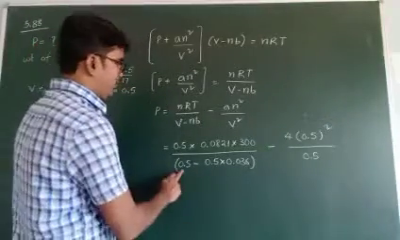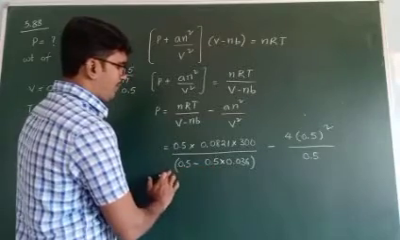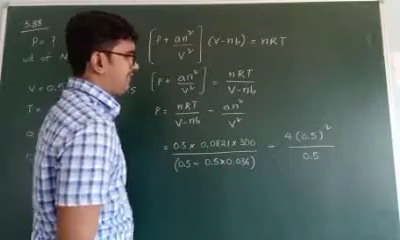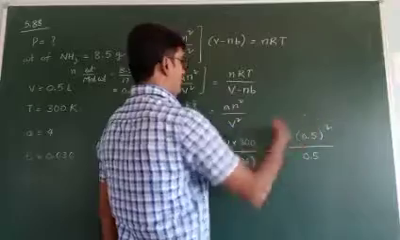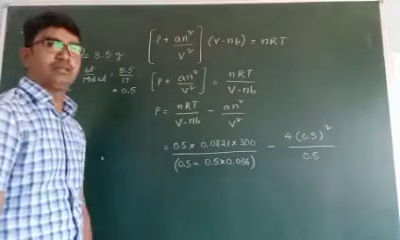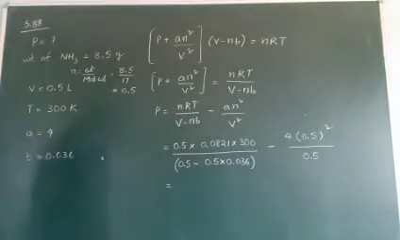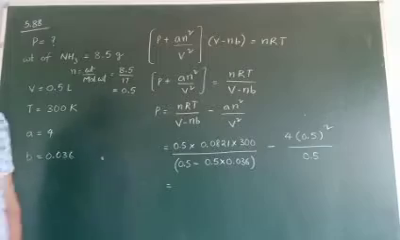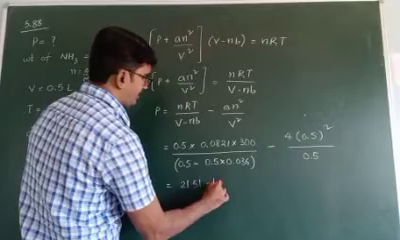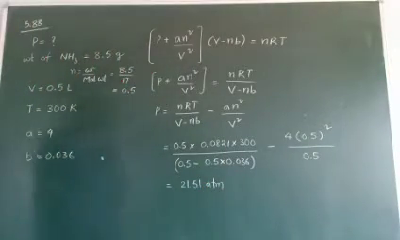One small trick here: take 0.5 common on this side, so 0.5 into 1 minus 0.036. The 0.5 cancels here, and here also 0.5 cancels. Then I think it is not a difficult calculation part. Just calculate. The final answer is 21.51 atmosphere. Okay, second problem also completed.